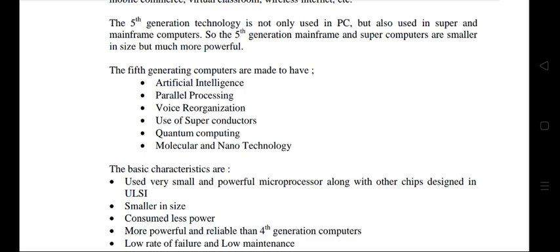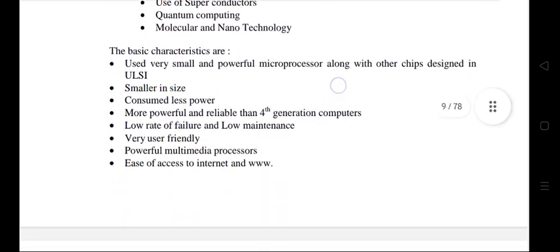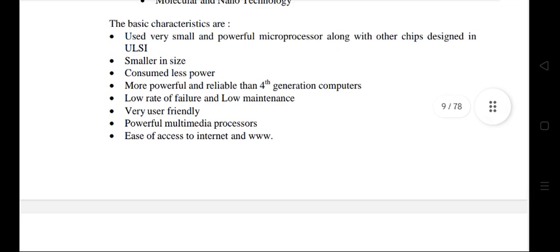The fifth generation computers are made to have artificial intelligence, parallel processing, voice recognition, use of superconductors, quantum computing, molecular and nanotechnology. The basic characteristics are: very small and powerful microprocessor along with other chips designed in ULSI, smaller in size, consume less power, more powerful and reliable than fourth generation computers, low rate of failure and low maintenance, very user friendly, powerful multimedia processor, easy access to internet and WWW.